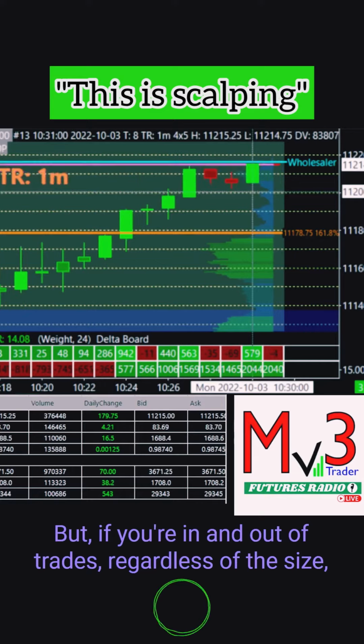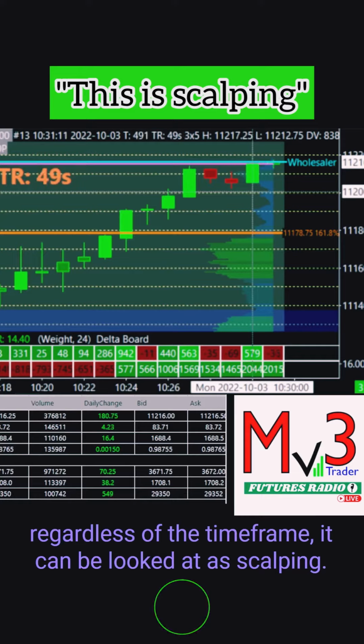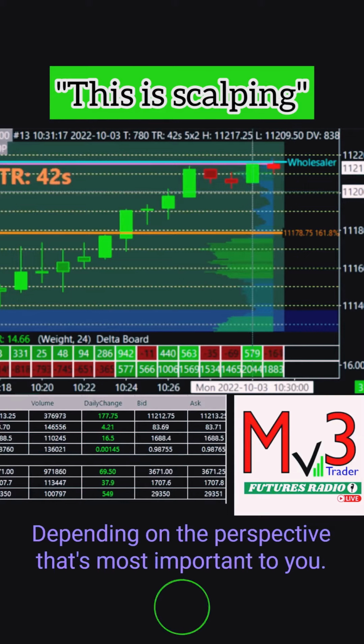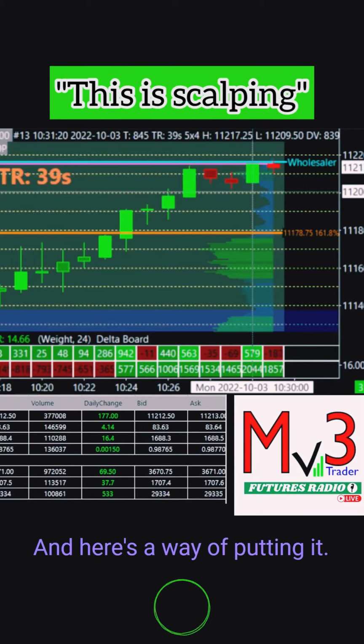But I mean, if you're in and out of trades, regardless of the size, regardless of the time frame, it can be looked at as scalping if it's intraday, depending on the perspective that's most important to you. And here's a way of putting it.